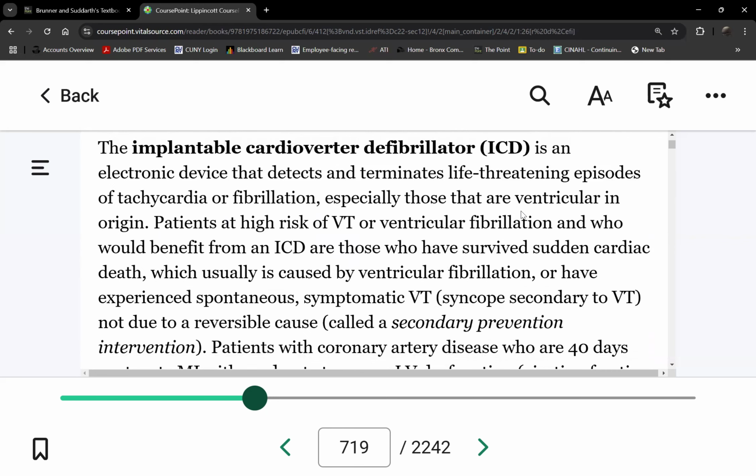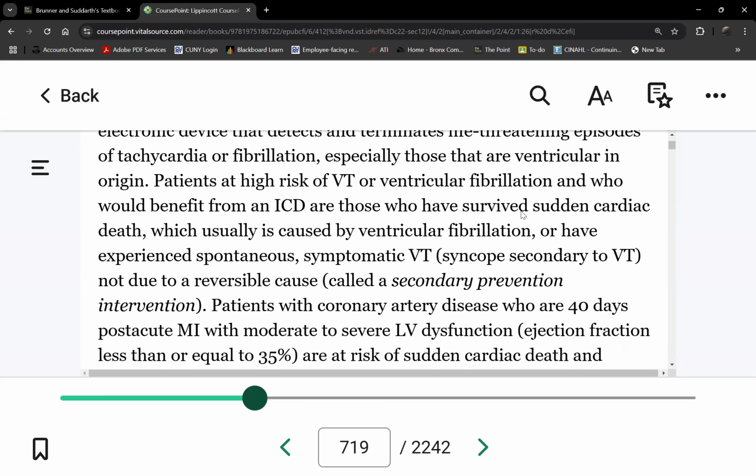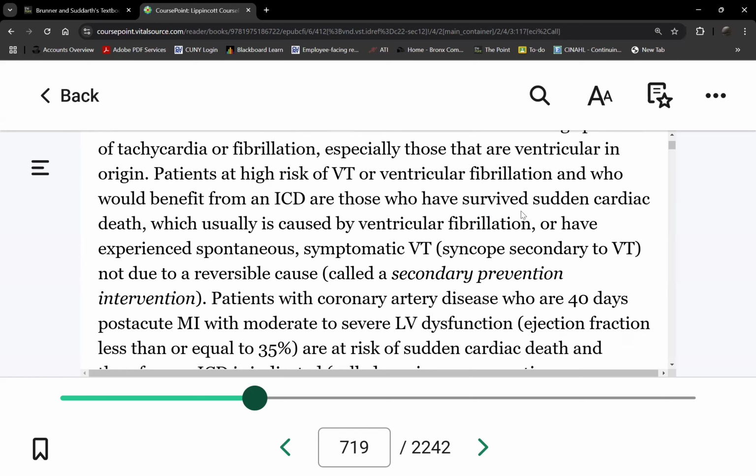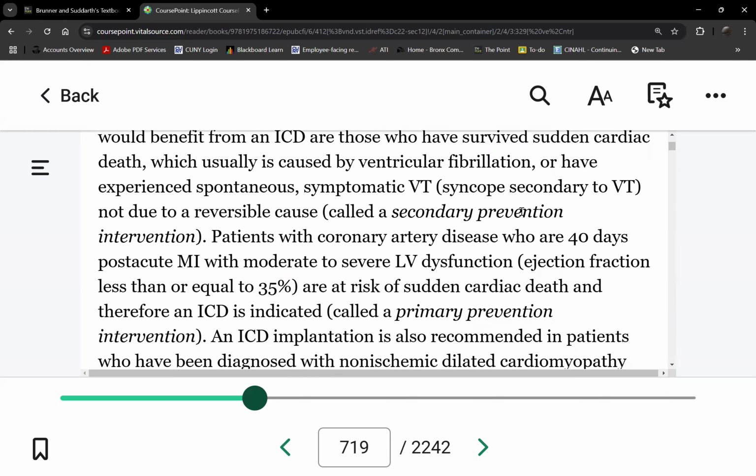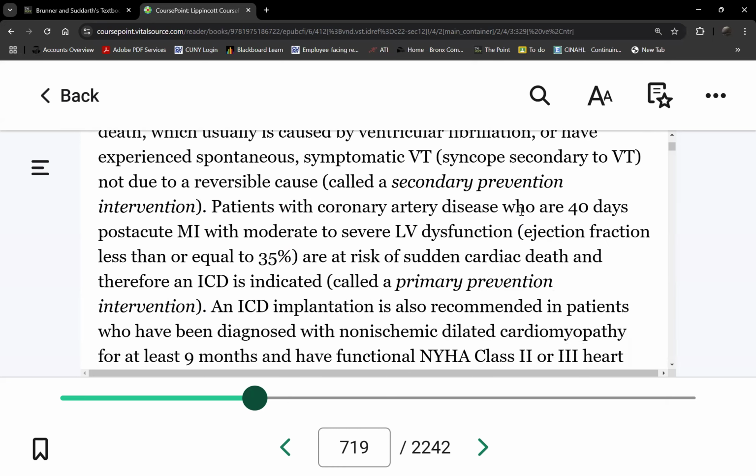Implantable cardioverter defibrillator, ICD, is an electronic device that detects and terminates life-threatening episodes of tachycardia or fibrillation, especially those that are ventricular. Patients at high risk of VT or ventricular fibrillation and who would benefit from an ICD are those who have survived sudden cardiac death, which is usually caused by VFib, or have experienced spontaneous symptomatic VT, syncope secondary to VT, not due to reversible causes.